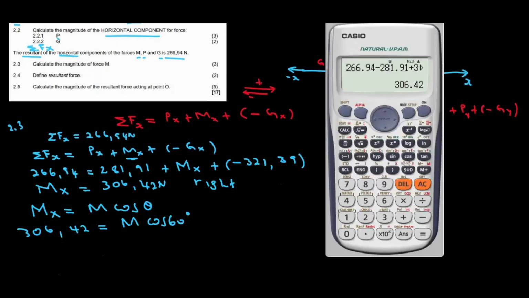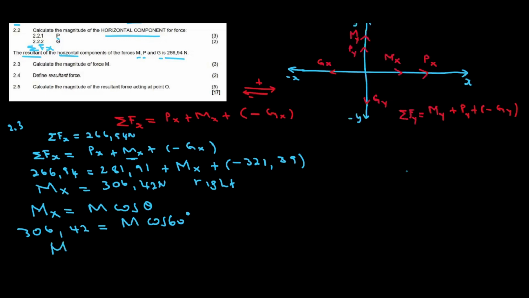Now, let me bring the calculator and say 306.42, and I need to divide this by cos of 60 degrees. Okay, so this gives me 612.84. So the magnitude of the force M is 612.84 newtons. Okay, so we've answered the question. They asked us to calculate the magnitude of M. Okay, I think I'm ready to find the answer for 2.4.